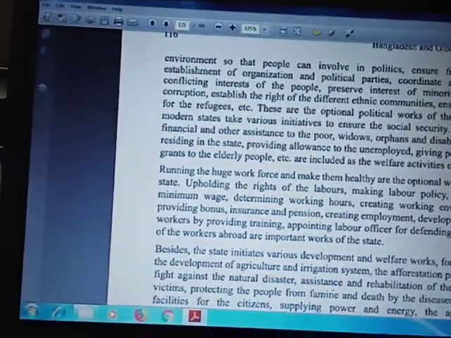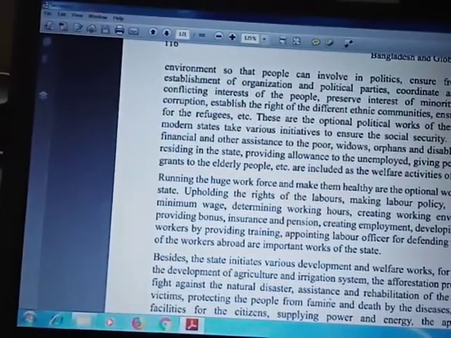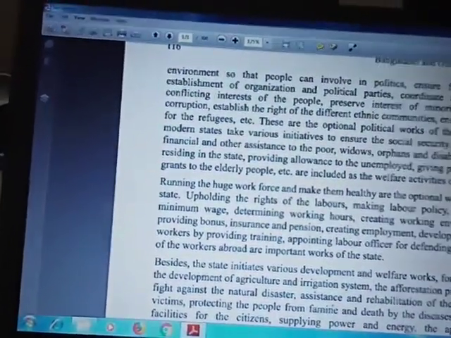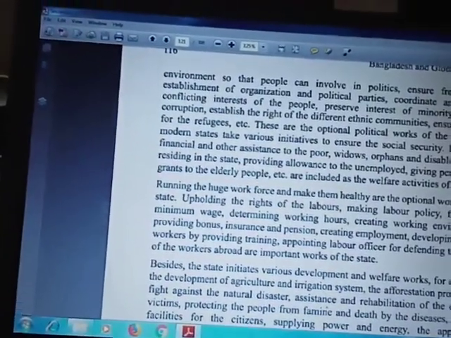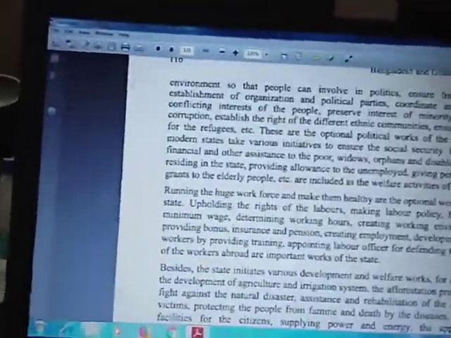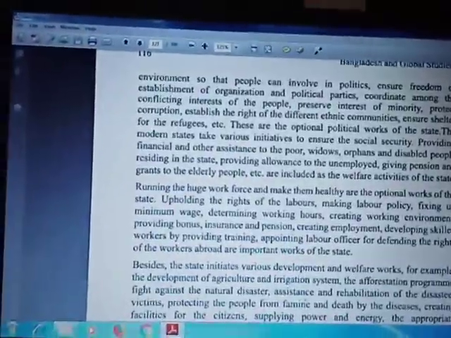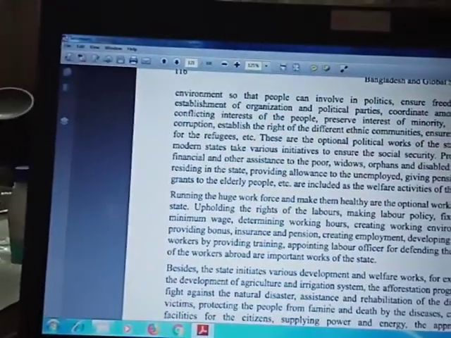Already there is a national corruption commission, which supervises all the ministries and wings of government. The state also establishes the rights of the different ethnic communities and ensures shelter for refugees. These are the optional political works of the state.